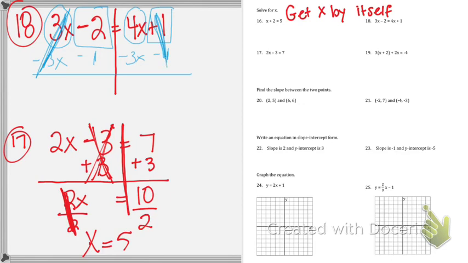So, -2 minus 1 is a -3. 4x minus 3x is a 1x. Notice the x is not by itself just yet. There's still a 1. So, what do we have to do? Right, divide by 1. The 1's cancel. You're just left with your x. X equals -3 divided by 1 is a -3.